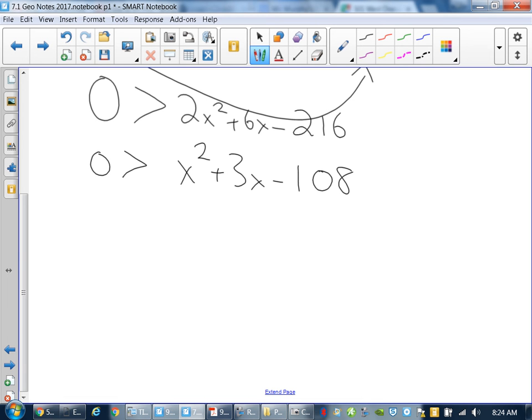Now, you have all learned many different ways of factoring. What times what is negative 108, and you add together to get 3? That's one of the methods that I grew up using. It's pretty much the method that I still use. But when you get into things like this, since the numbers are kind of large for that 108, you might not know all your factors. You could always fall back on the quadratic formula.